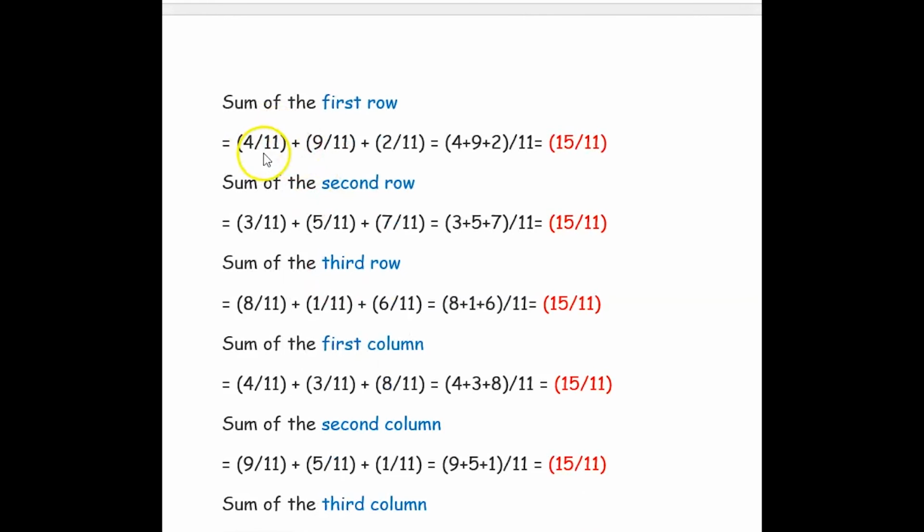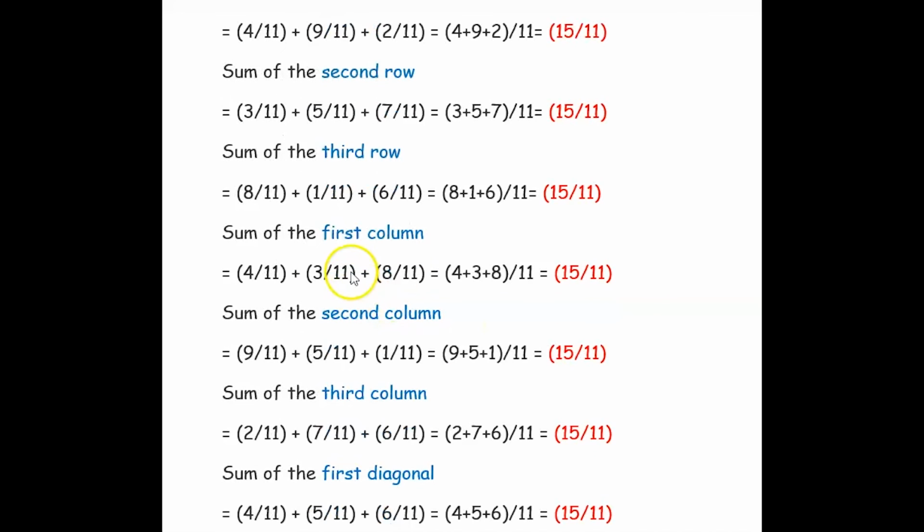First we will sum the first row. 4 by 11 plus 9 by 11 plus 2 by 11. If you see, all the denominators are the same, so it's like fractions. We can add the numerators directly. So 4 plus 9 plus 2 is 15 divided by 11. In the same way, we can take the second row. 3 divided by 11 plus 5 divided by 11 plus 7 divided by 11. So we can add directly, and we'll get 15 divided by 11. The sum of the third row is 8 by 11 plus 1 by 11 plus 6 by 11, which is also 15 divided by 11. So all three rows satisfy our condition.